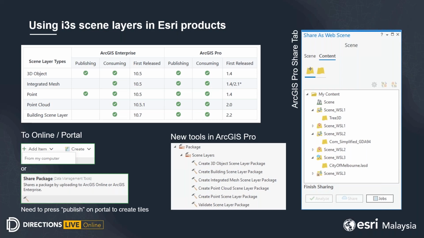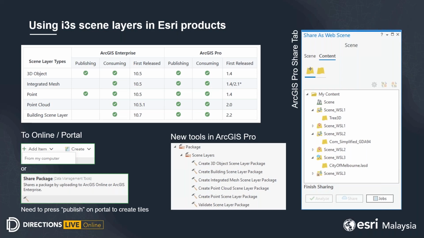Also, they can be automatically produced if you create a 3D scene, such as a local scene in ArcGIS Pro, and you go to the Share tab and create a web scene. If you have a LiDAR dataset, that will be published as point clouds in SLPK.